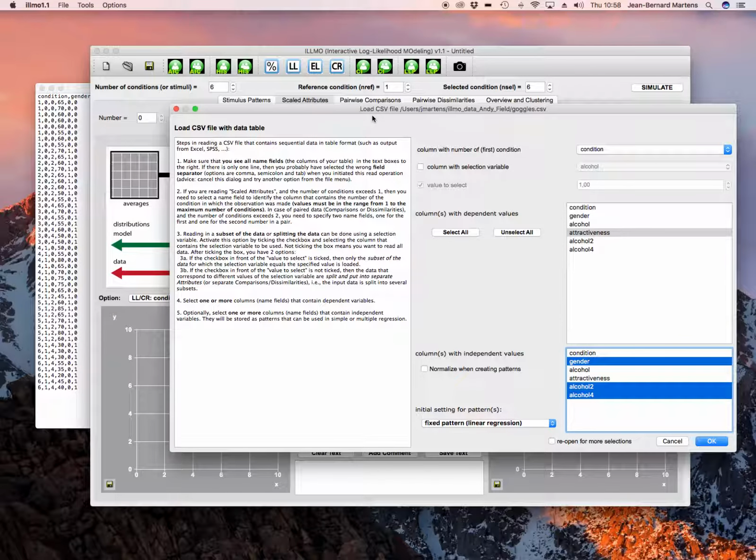Now we can read this file. The condition is 1 out of 6. The dependent variable is attractiveness, and the 3 factors are gender, alcohol 2 glasses, and alcohol 4 glasses.